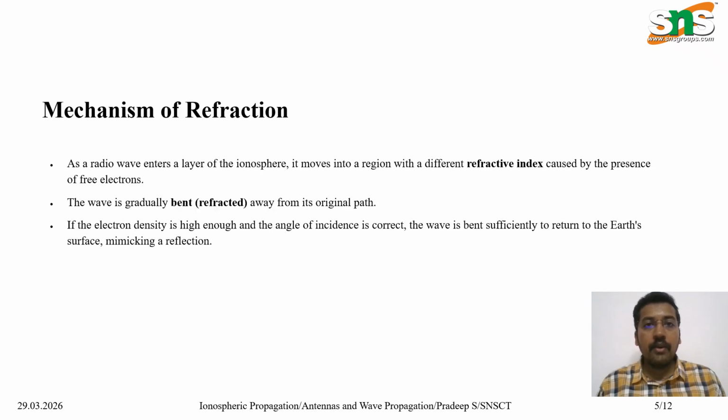When radio waves enter the ionosphere, they encounter regions with different refractive indices due to varying electron densities. Because of this, the wave does not reflect sharply but gradually bends, which is called refraction. If the conditions are right, specifically, if the electron density is high enough and the wave enters at an appropriate angle, the wave bends back towards the Earth, appearing as if it has been reflected.